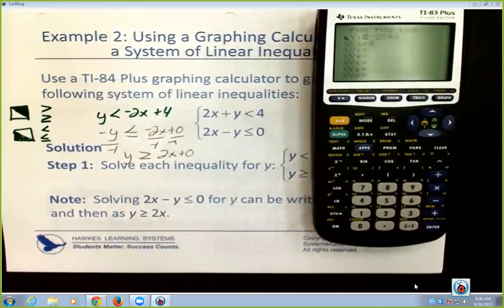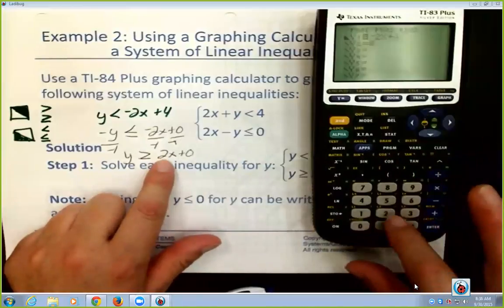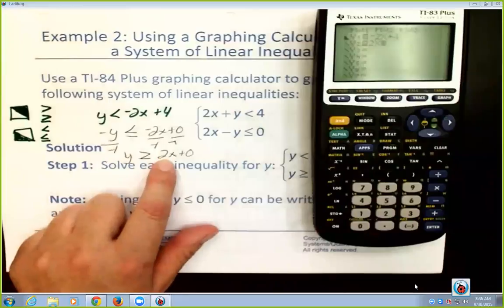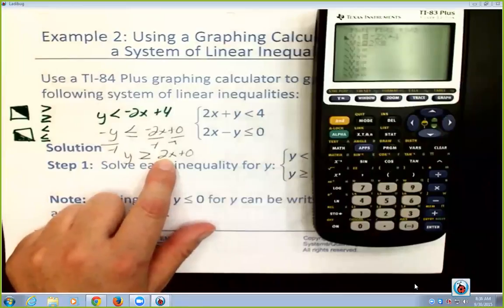So if I put this into my equation, I'm just simply going to put 2x. Do I need the plus 0? What do you guys think? That's right. We don't need it. You can put it in there. Is it going to change anything? No. But you can leave it off.